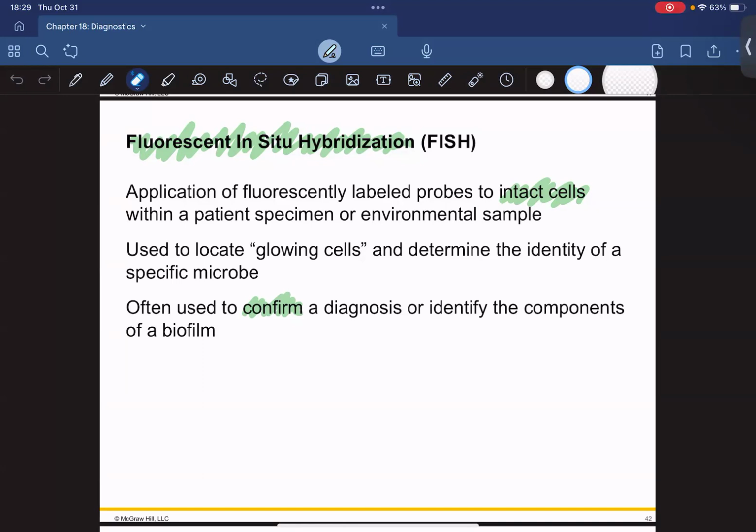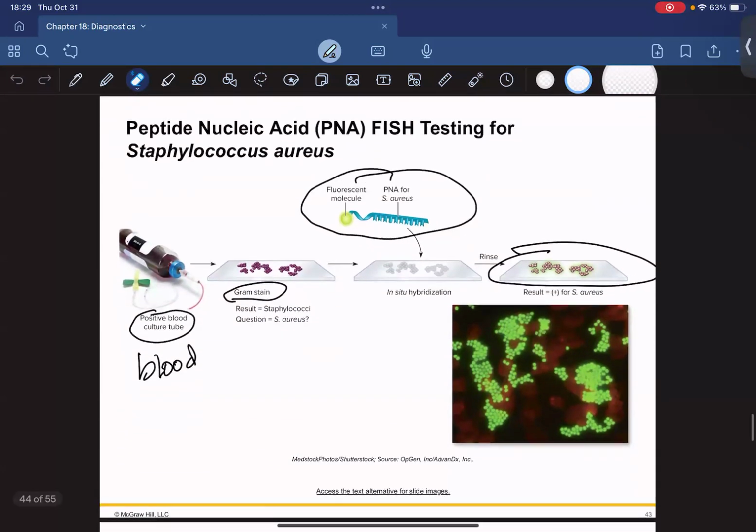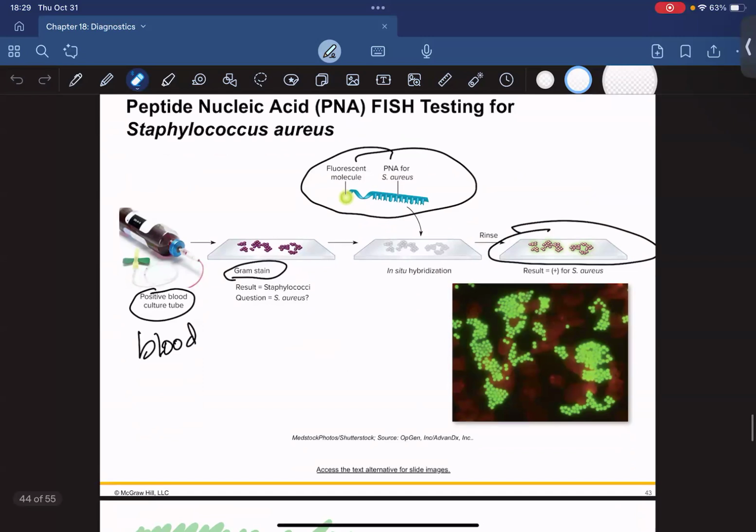So use those probes. So here's an example. This is better than me talking about it. Let's show it. This is FISH testing for Staph aureus. So like you would have with MRSA. So fluorescent in situ hybridization. We don't have to break open all of these staph cells. This can work with them intact.